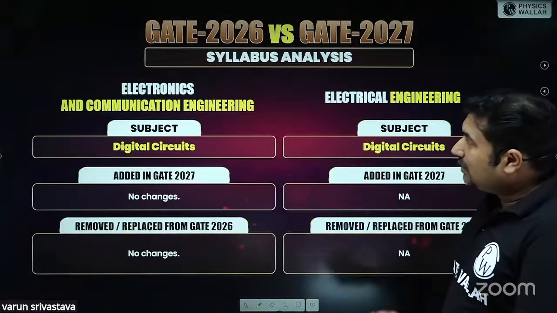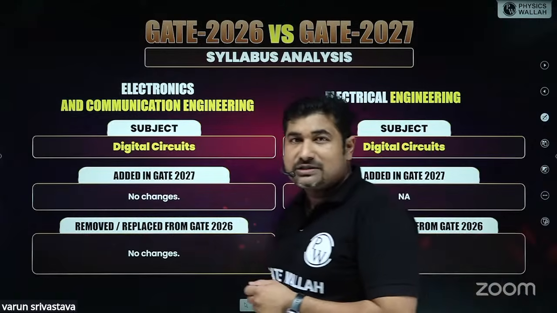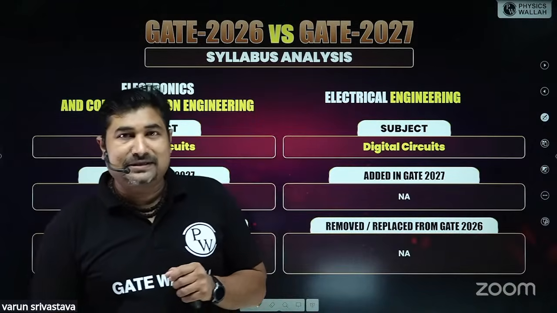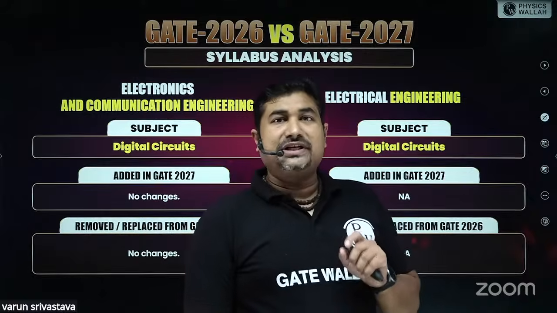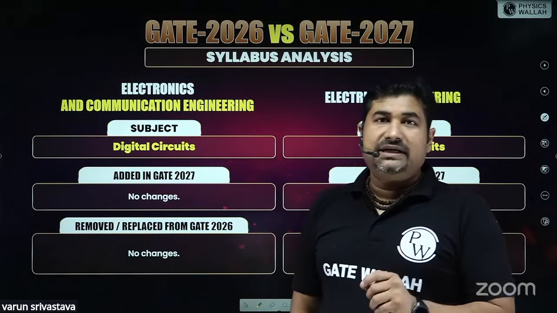Thank you. So next is digital electronics. What are the changes in digital electronics? So digital electronics is a very scoring subject for both EE and ECE branches.